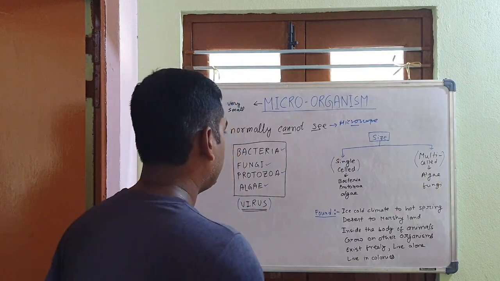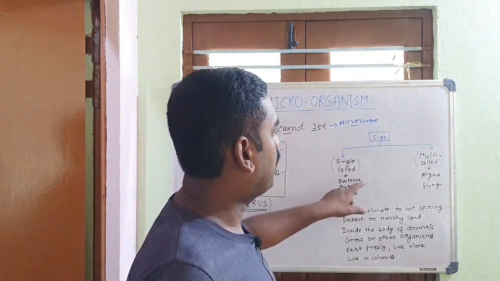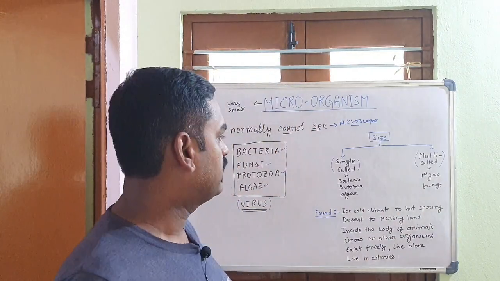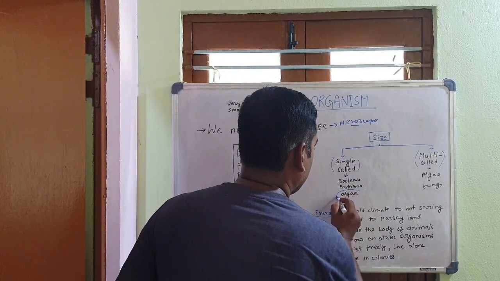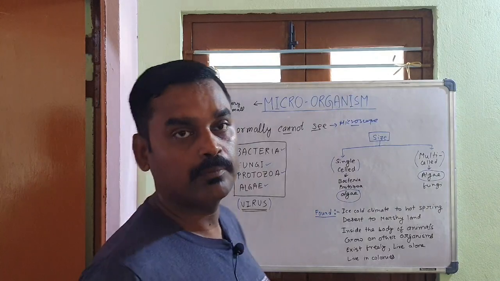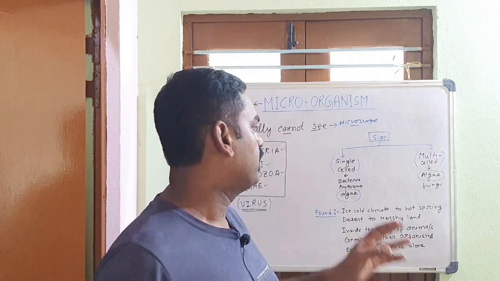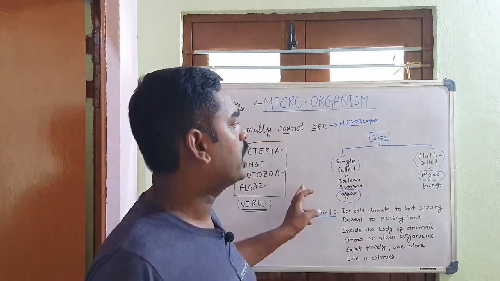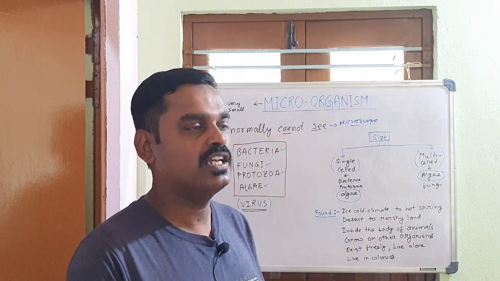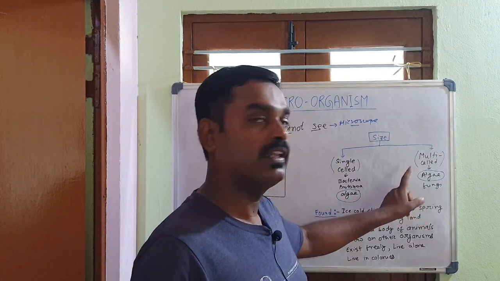What are the examples of this? Single cell microorganism can be bacteria, protozoa, algae, and multi-cell microorganism can be algae, fungi. One thing you should notice is that I have written algae in both cases, unicellular or single cell and multi-cell, because algae is a group of organisms which can be found as single celled organism and also as multi-celled organism. That means algae can be unicellular as well as multicellular. So unicellular algae are different and multicellular algae are different.